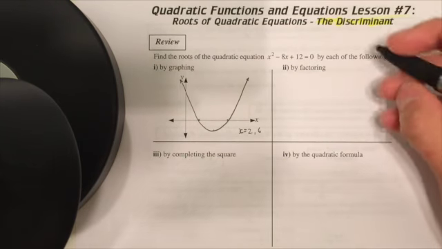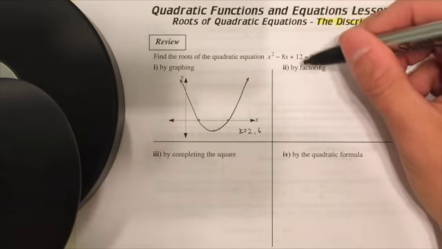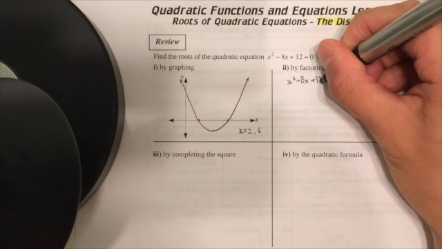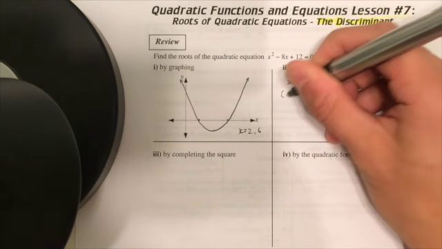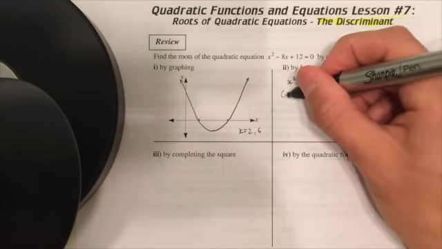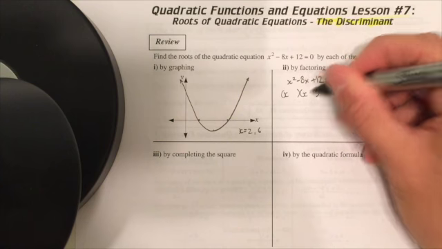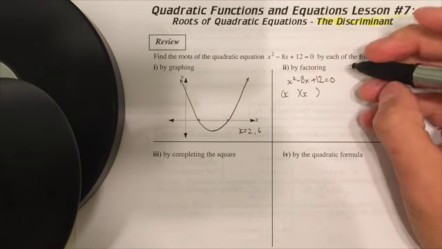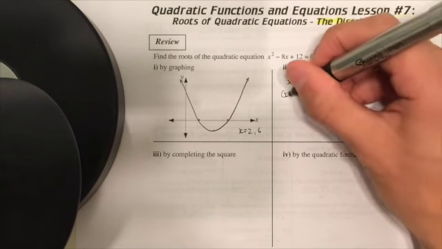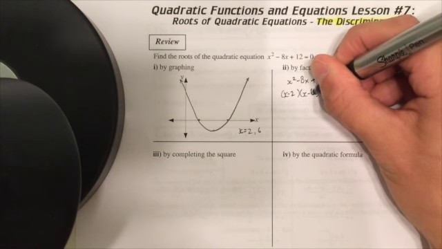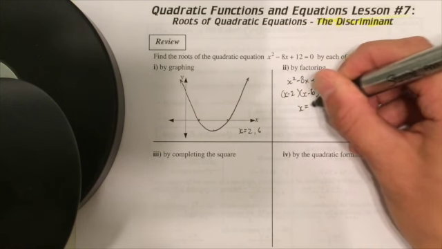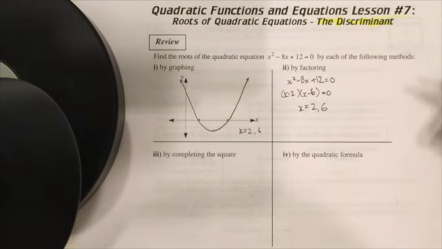Now let's solve by factoring. X squared minus 8x plus 12. This is one that we can factor by inspection, eh? If we are factoring this by inspection, I need 2 integers that multiply to give me positive 12 and add to give me negative 8. I'm going to have x minus 2 times x minus 6 equals 0, which means my x values are 2 and 6, just like before.